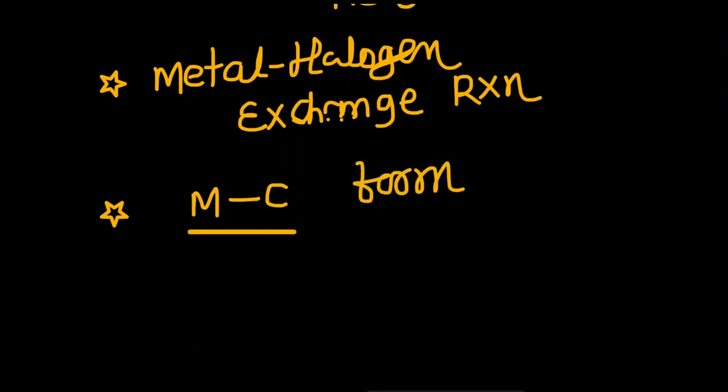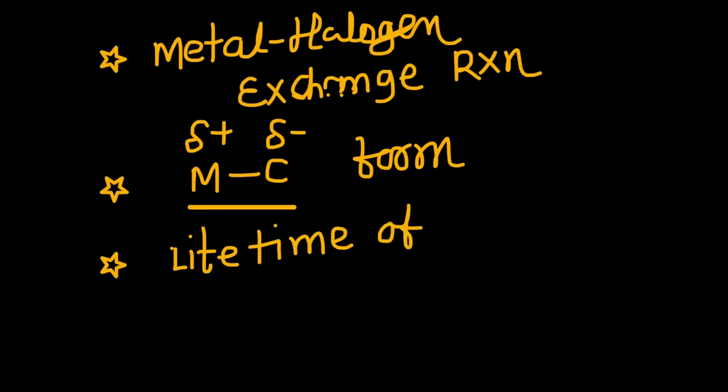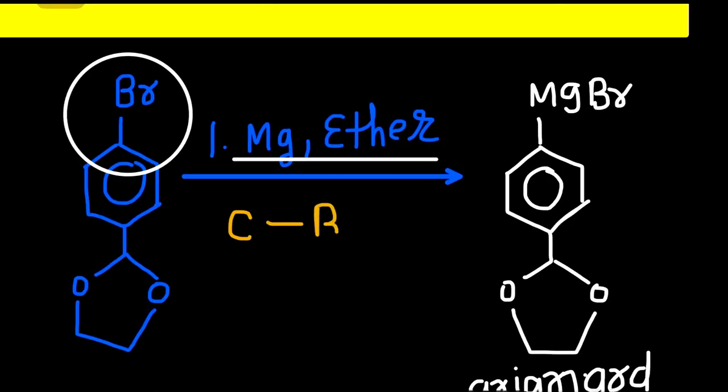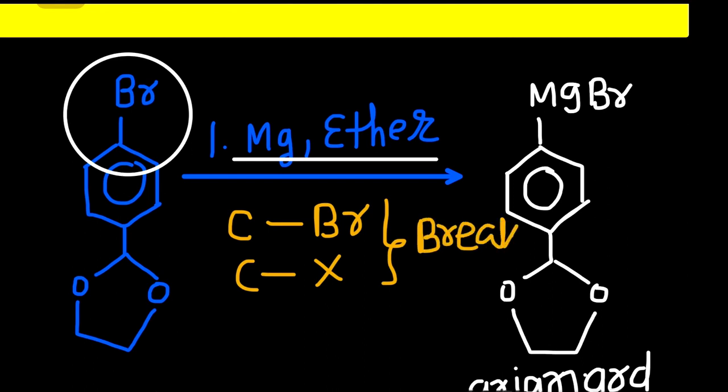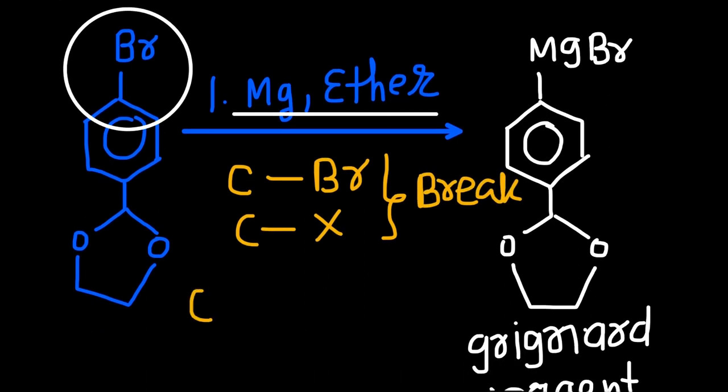Here, the metal will possess a positive charge and carbon possesses a negative charge. The lifetime of Grignard reagent is very short. The carbon bromine or carbon halogen bond will break and a carbon metal bond will be formed.